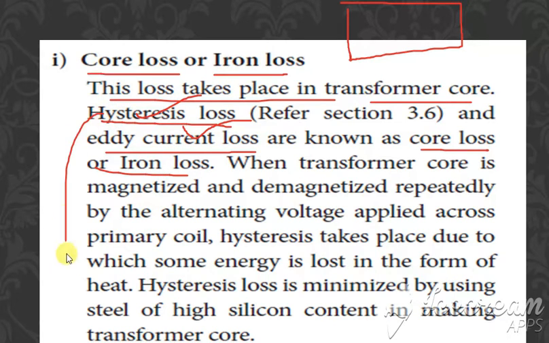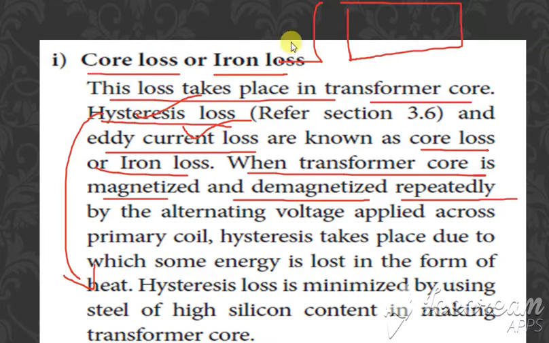First, let us see what hysteresis loss is. When the transformer core is magnetized and demagnetized repeatedly. We bring a magnet near it, with a north pole and a south pole. When we bring the magnet, that is called magnetized. Then we remove the magnet, that is called demagnetized. So continuously we magnetize, demagnetize, again magnetize, demagnetize.